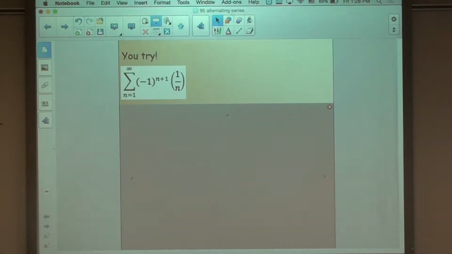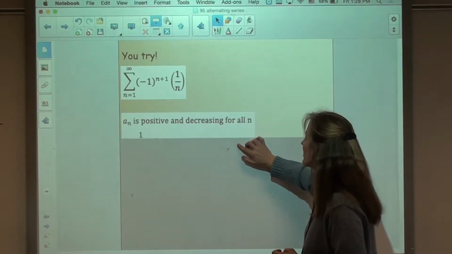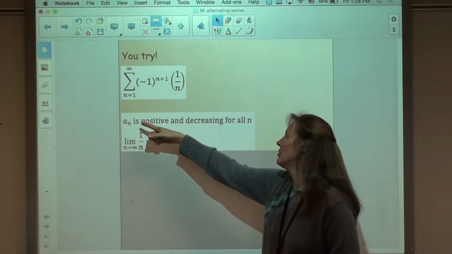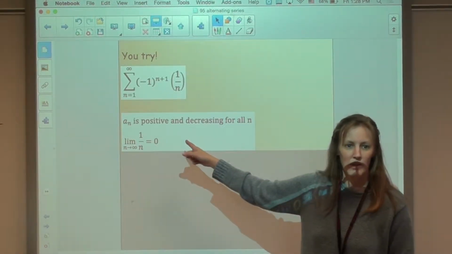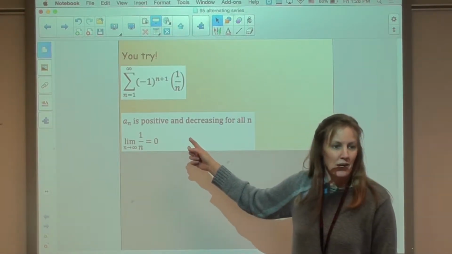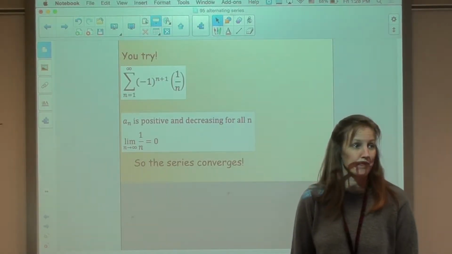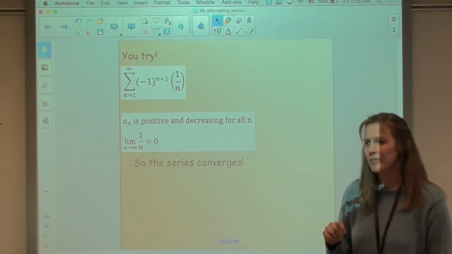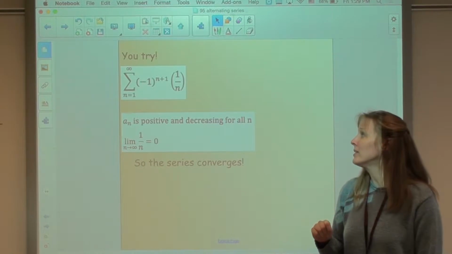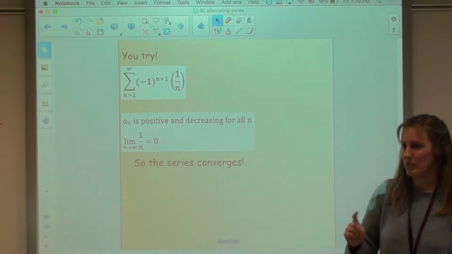So what work could you show? Not a lot, really. If I were doing the work for this, I would just rewrite it. You don't even have to write that a sub n is positive and decreasing. As long as I see the limit, that's the main thing I'm going to look for. Have you checked that the limit equals 0? If the limit equals 0, then yes, it converges by the alternating series test. Done. Does that make sense? Can we find the sum? We cannot find the exact sum, but we can approximate the sum, which we're going to do in a few minutes.